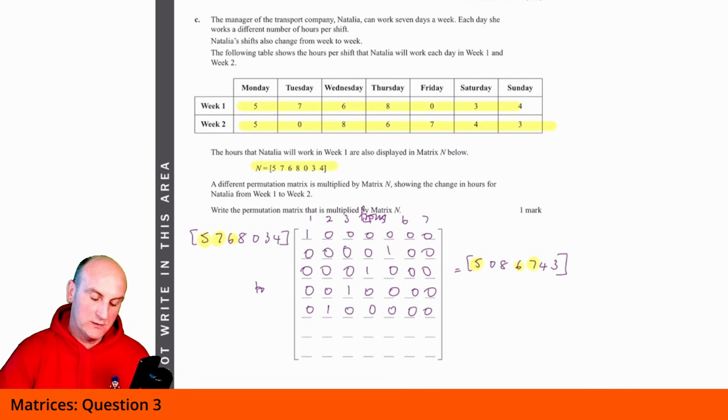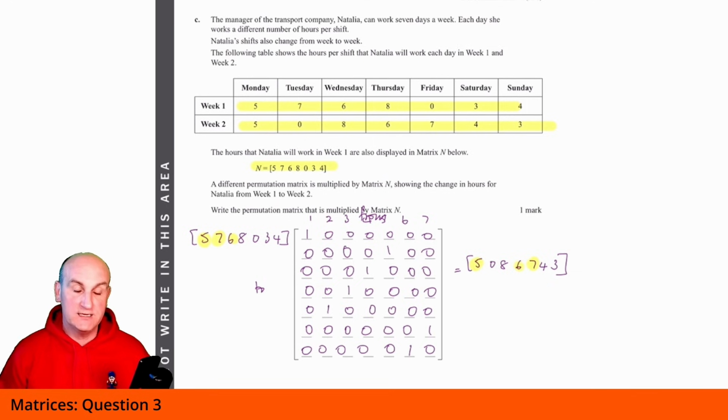And what else have we got? The 3 has gone to the very end. So it's gone from 6 to 7. And we should be able to work out that 4 has gone from 7 to 6. And there we go. Now, I'm sure there are other ways of doing this, but I actually quite like that. And that is my suggested answer.